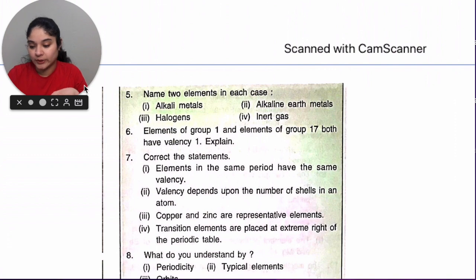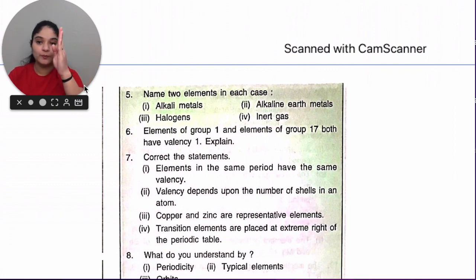Moving on to the next question. The next question says, elements of group 1 and elements of group 17 both have valency 1. Explain. So this is a very good question, and we also discussed this in the last session. So what is happening? Let's understand.